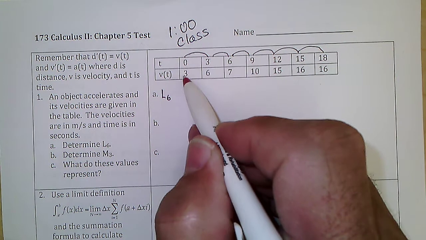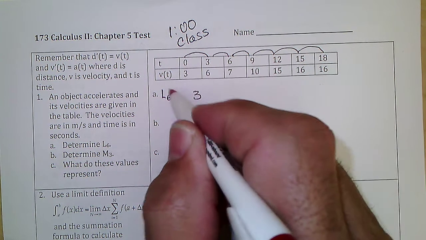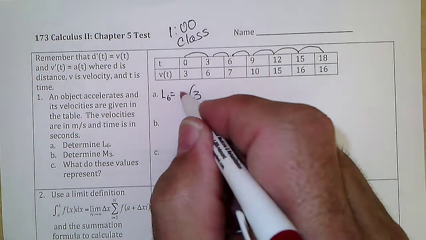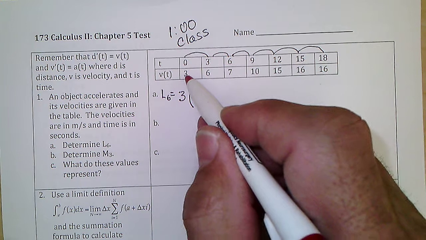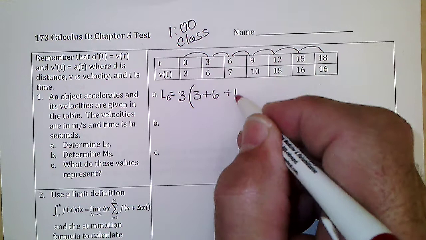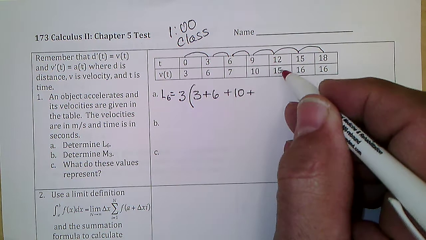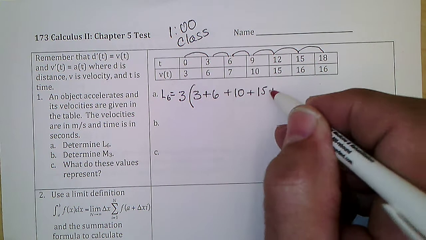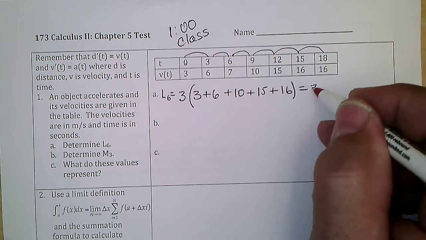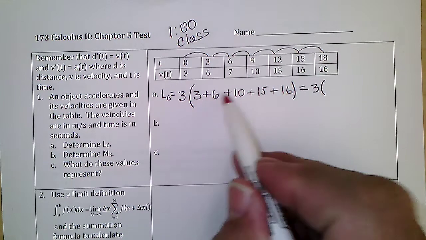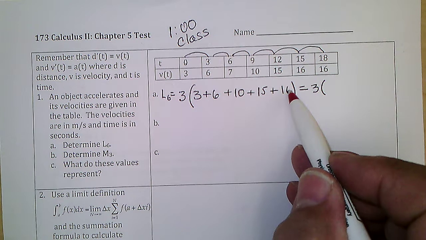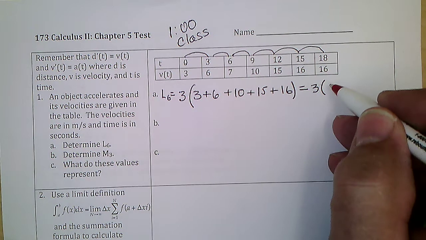And so the left side of the first one has a height of 3, but we need to multiply by the width, and the width of each one of these is 3. So we got 3 times the height of 3, and then the left side of the second one is a 6, and then a 10, and then a 15, and then a 16, which is 3 times 19, 20, and 30 is 50? Is that right?